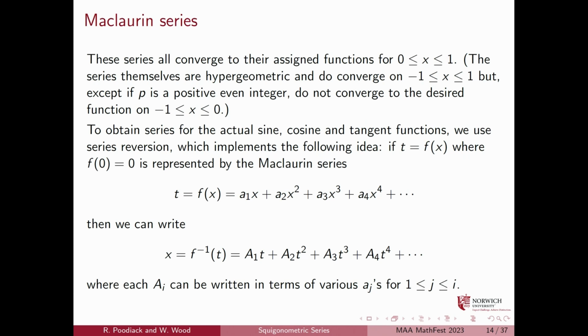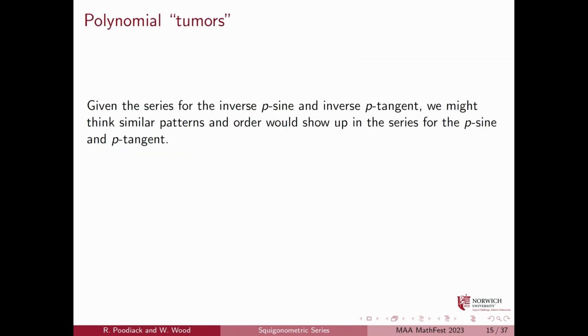But the idea of series reversion is that we have a Maclaurin series. t equals a function of x is a1x plus a2x squared, etc. And as long as f of 0 is 0, we can write the series for the inverse function in terms of the variable t. And the idea is that each of the capital A sub i's can be written in terms of the various small a i's, okay?